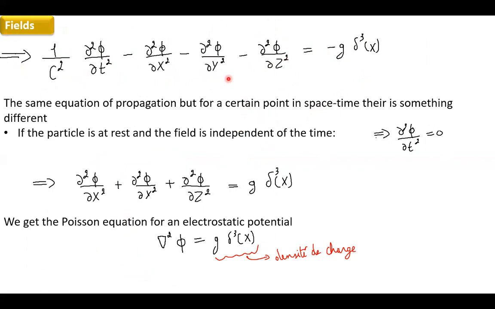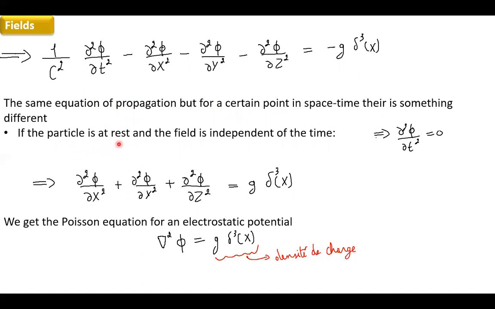You see, this is the same equation of propagation of electromagnetic waves, except for this quantity. So at a certain point in space-time, which is for x equals 0, there is something that is different. It's the same equation of propagation, except for a certain point in space-time where we have something that is different from the rest of the space-time.